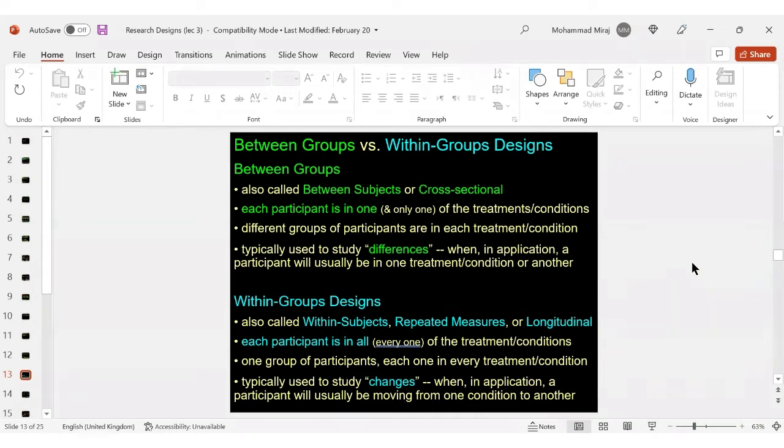Yes, Ujjwal. What do you mean by between group? It is also called between subjects or cross-sectional. So each participant is in one and only one of the treatments or conditions, and a different group of participants is there in each treatment or condition. So it is used to study the differences in those participants.